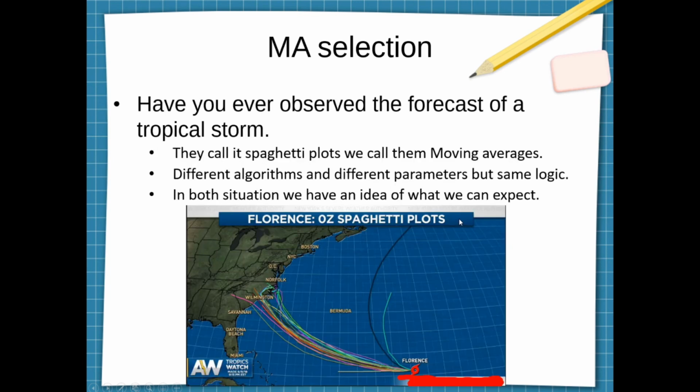Now I live in Florida, and almost every year we have storms, and they use this forecast in weather. If you've seen this in a tropical storm forecast, they call this a spaghetti plot. They use different algorithms and different presentations, so you can have the European version and the American version, and then overall they can plan the trajectory of the particular storm. Different algorithm, different parameter, but same logic. In both situations we have an idea of what we can expect in terms of direction.